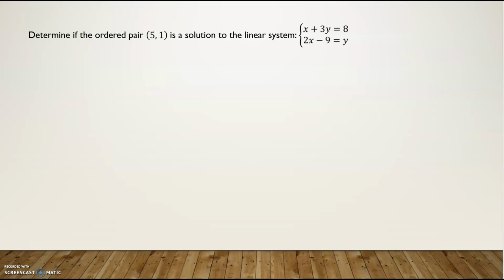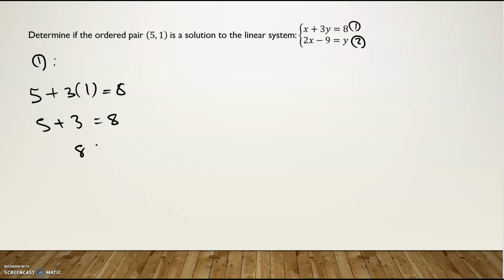Determine if the ordered pair (5, 1) is a solution to the linear system. And there's your linear system. So we're going to label this one as equation 1 and equation 2. And let me actually write it on the outside there. Equation 1 and equation 2. Okay, so for equation 1, 5 plus 3 times 1 equals 8. So 5 plus 3 equals 8. So 8 equals 8. Okay, so the first one checks out.